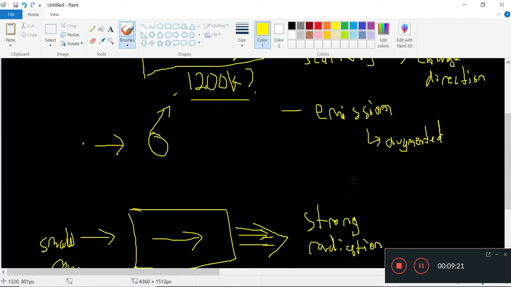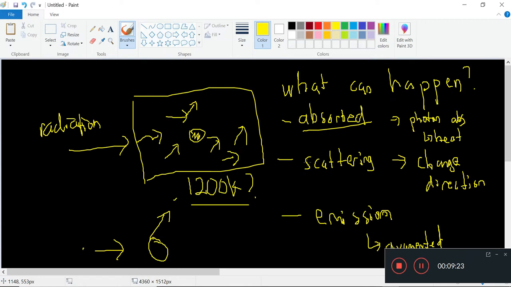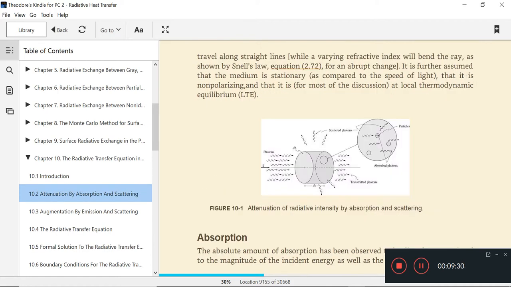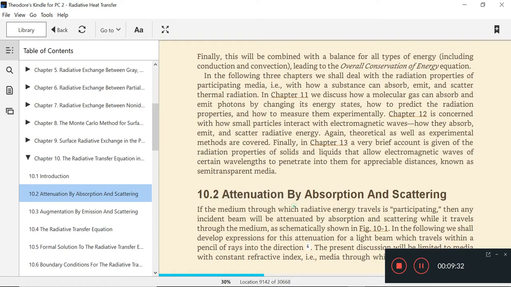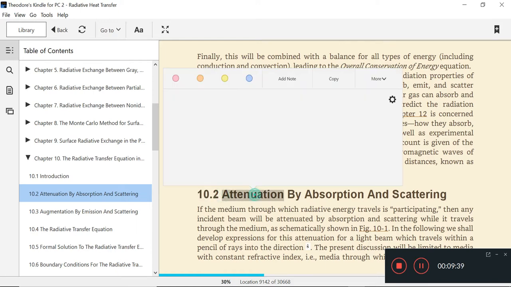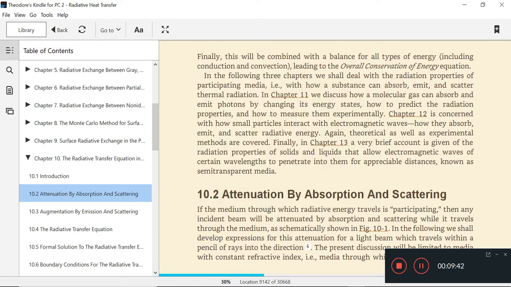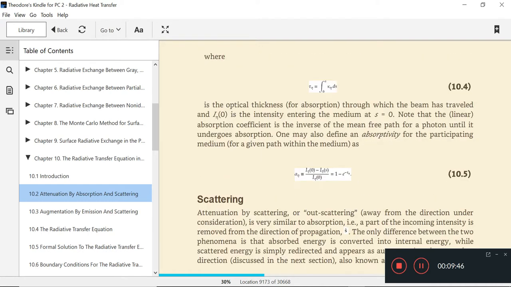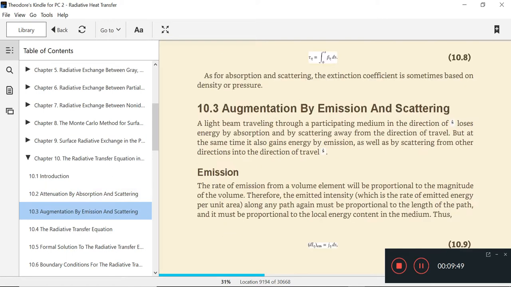Alright. So these are among the three things that can happen. So let's take a look at the textbook. The textbook uses this term called attenuation. Attenuation means that the radiation beam can get weaker, due to absorption and scattering. Absorption and scattering, we have briefly discussed. And then we can have augmentation by emission and scattering.